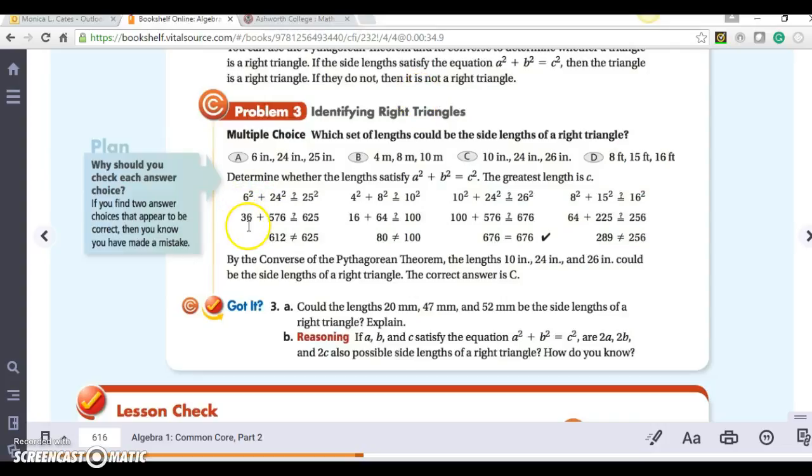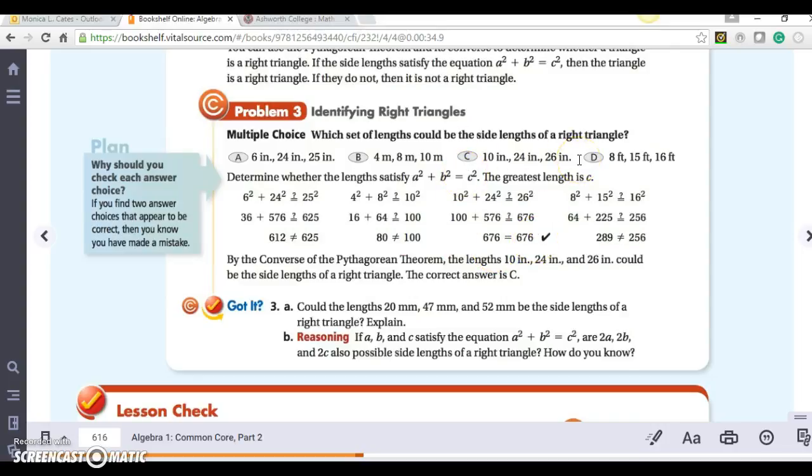And for the first one, we get 36 plus 576, and it does not equal, it equals 612. So this is not a right triangle. So we have 16 plus 64, which is 80. So this is not a right triangle. 100 plus 576 equals 676. So this one is a right triangle. So C is our answer.